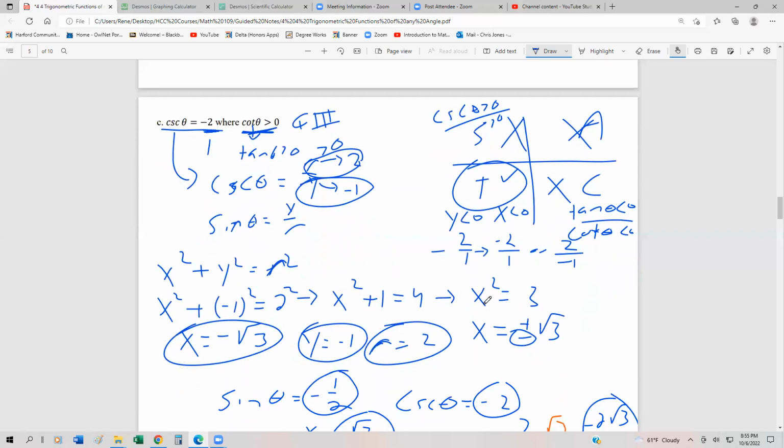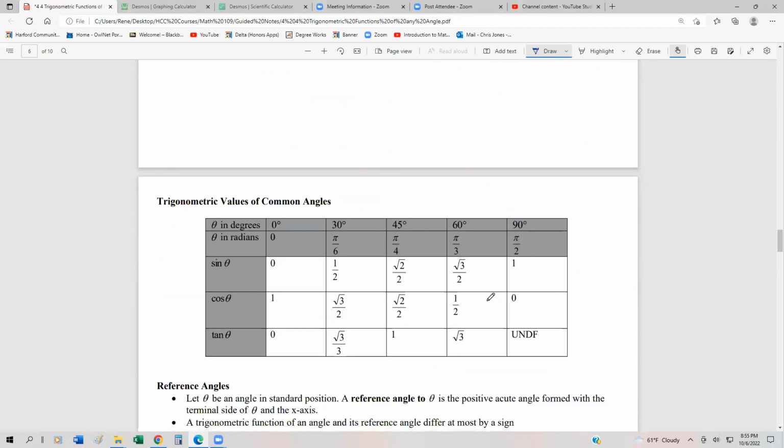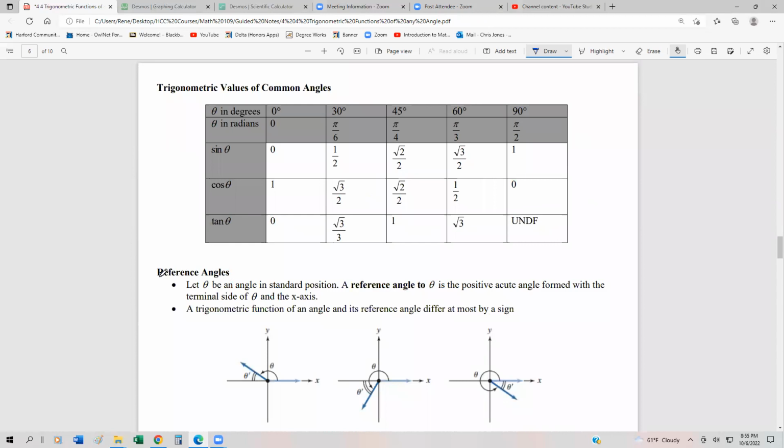And by process of elimination, we figure out which one it is. Another concept that we're going to get used to is reference angles. Whenever we have a reference angle, I'm going to refer to it as theta prime. A reference angle to theta is the positive acute angle formed with the terminal side of theta.